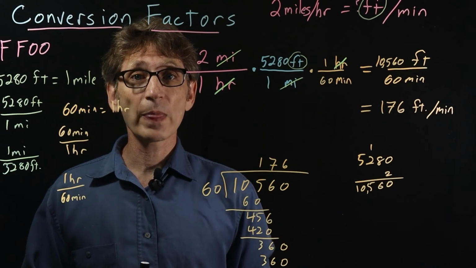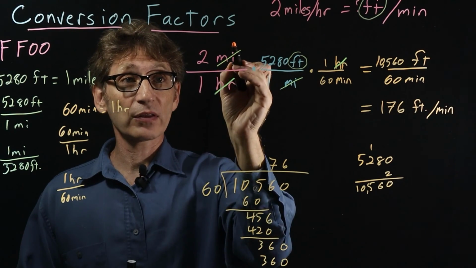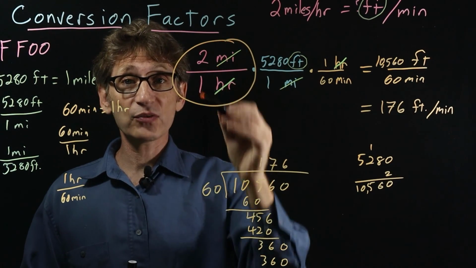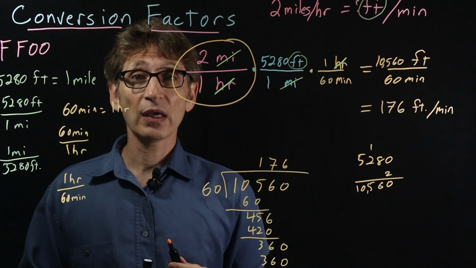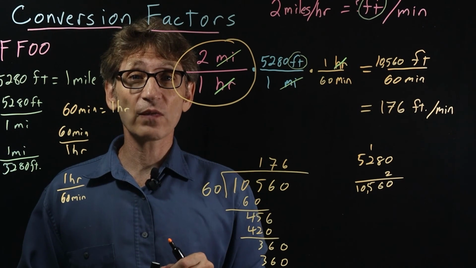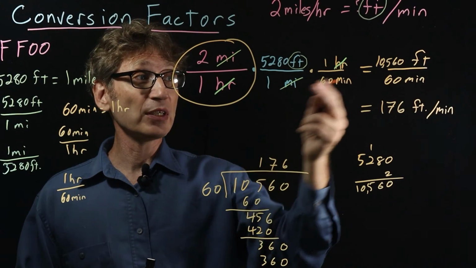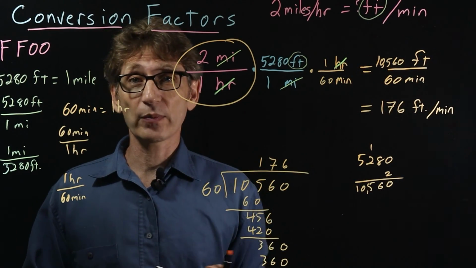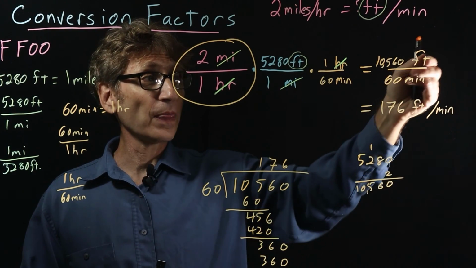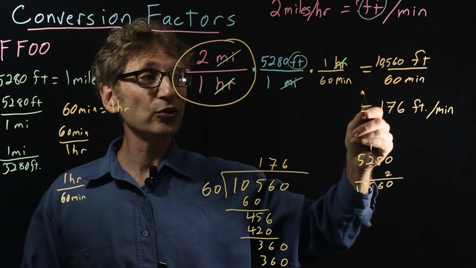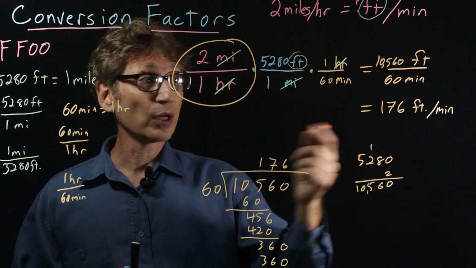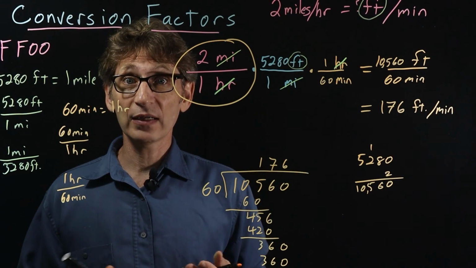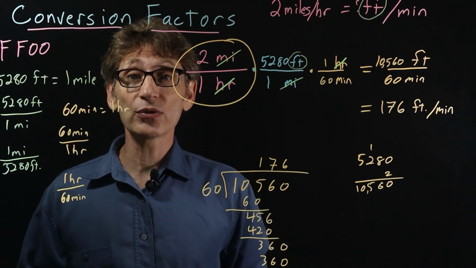per minute. So what I've done is I started with a rate of speed that had 2 units. I used 2 different conversion factors to convert to a different rate of speed using the other units of measurement that I wanted, and then I converted that rate of speed into a unit rate, 176 feet per minute. That is a cool use of conversion.